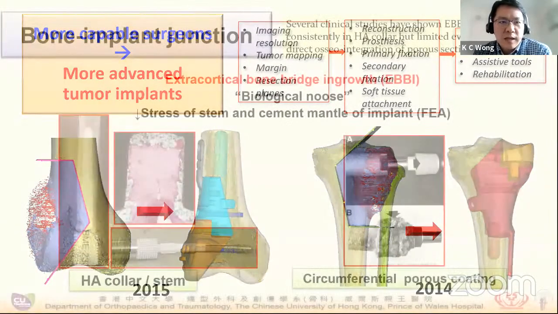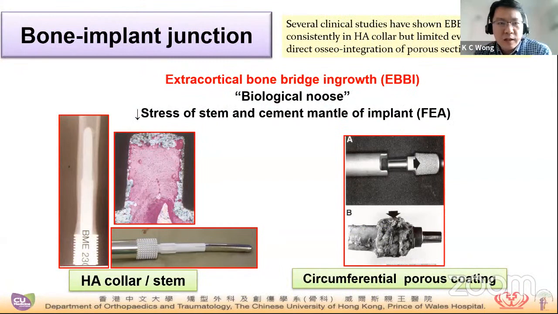The other area where I want to point out quite a bit of advancement is bone implant junction healing, extracortical bone bridge ingrowth. Personally, I think this issue has been settled because of the appearance of the HA collar and also the porous or serrated type of HA collar. If I want to choose, I choose the HA. For a porous collar like the Stryker one, many studies show that there is only some fibrous ingrowth. It's not a specific bone ingrowth.